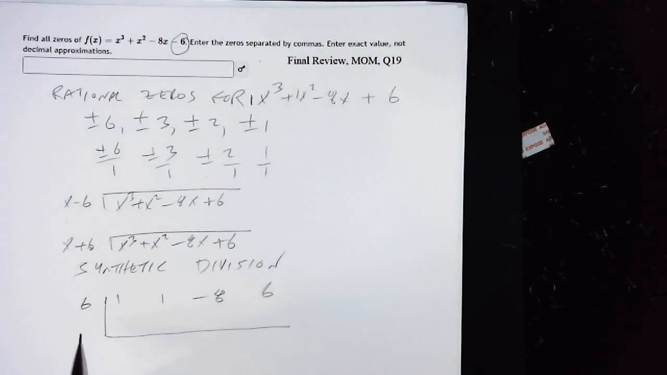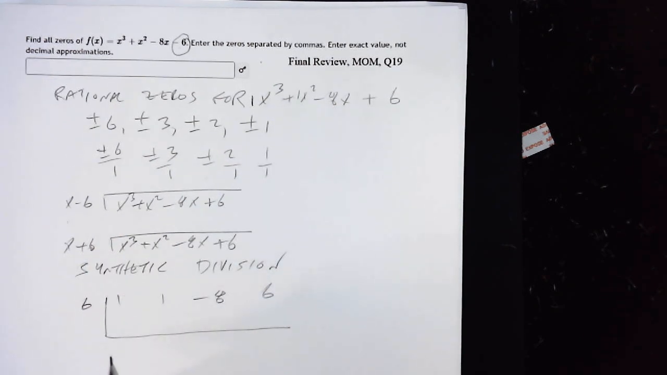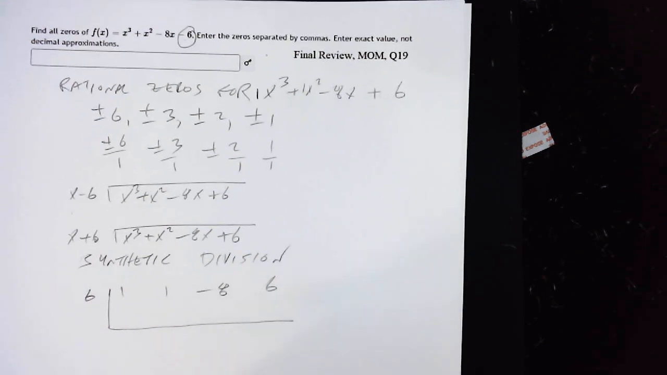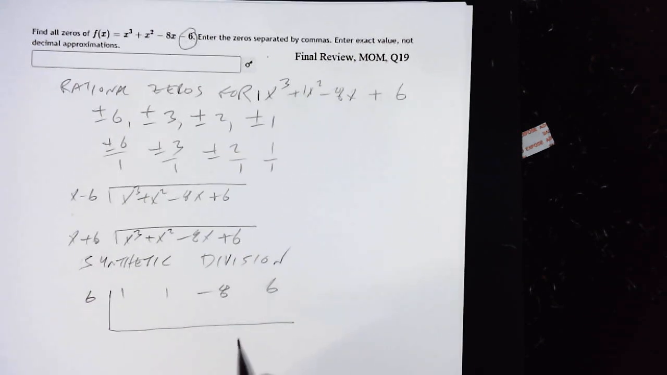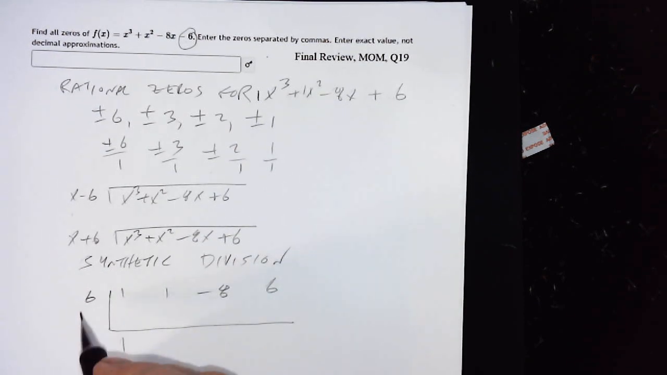We're trying to find out if 6 is really a root. We know it's a possible root, but we'll try it out with synthetic division. Here's our synthetic division now. We set it up like this. The first thing we do, bring down this 1, multiply.